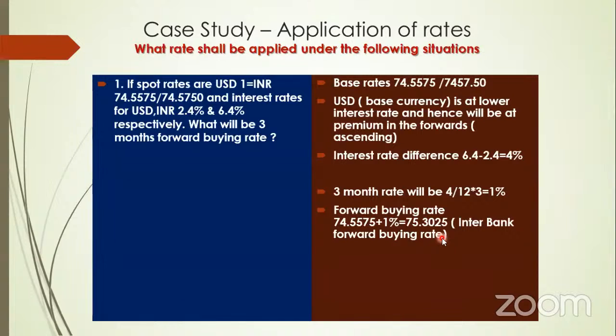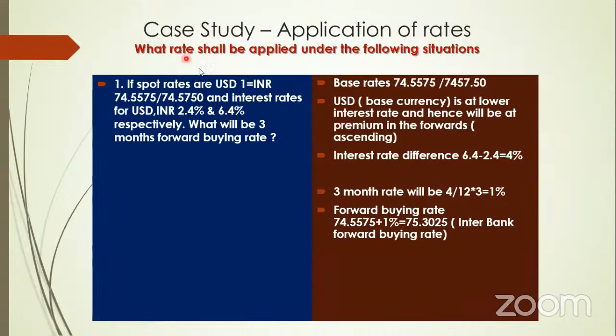Calculation: 74.5575 plus 1%, not 0.01. This is 6.4 per annum. This is 2.4 and 6.4 respectively: dollar 2.4, Indian rupee 6.4. Because the forward premium or discount is dependent on the interest rate differential. This is an international law. It depends on different factors, but for exam purposes you have to calculate as if the interest rate differential will decide the premium or discount.